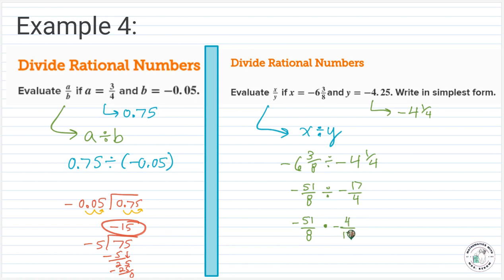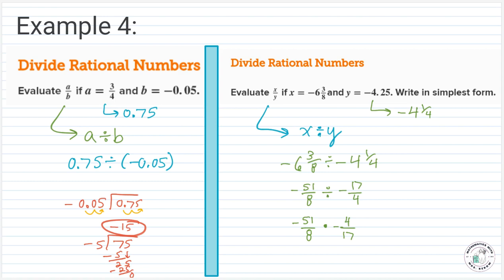-4/17. And now we can actually do some cross-canceling in both directions. Some students might not notice that the 51 is divisible by 17, and that's okay. If you don't notice that, you can always just do cross-canceling between the 8 and the 4, and then just worry about reducing your answer at the end. And even if you didn't notice the 8 and 4, we just multiplied across the top and multiplied across the bottom. It's not the end of the world. You just have to make sure that you simplify your answer at the end.